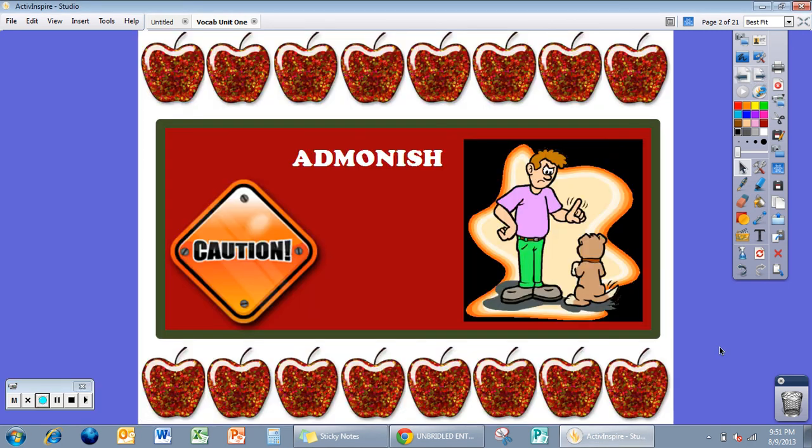Your first word is admonish. Now, admonish means to caution or advise against something, maybe scolding mildly. So you see here we've got a picture of a man scolding his dog, and so he's admonishing the dog for something that he's done. But you also could be cautioning. So, for example, your parents might, when you start driving, admonish you to wear your seatbelt or admonish you to not be distracted by the radio, something along that line.